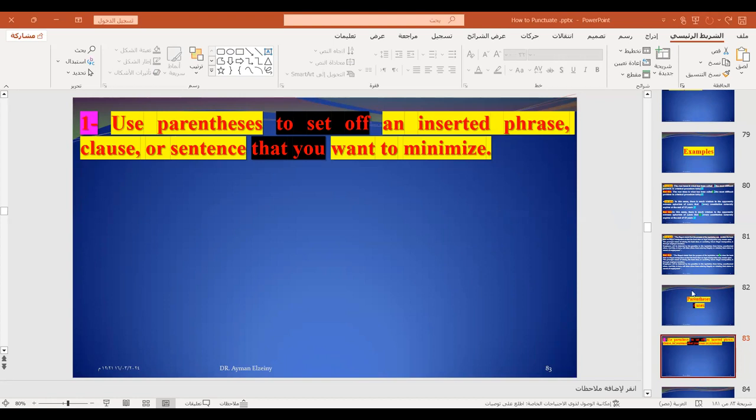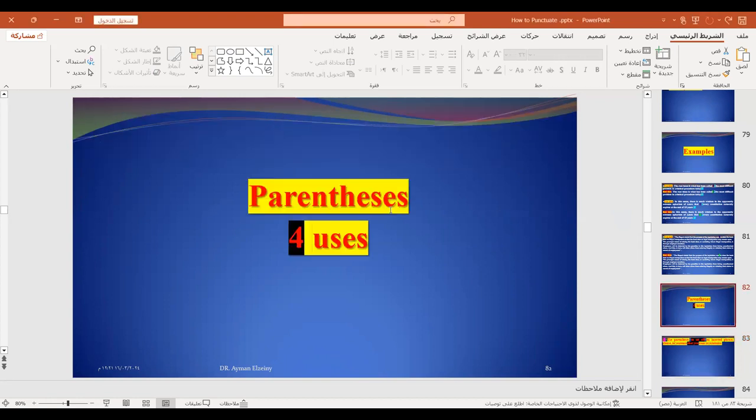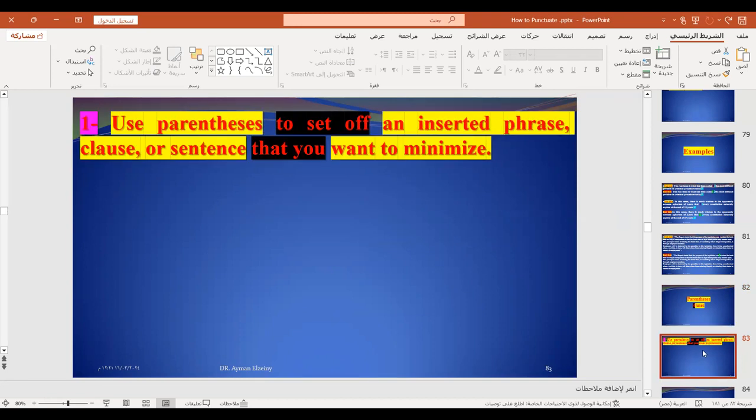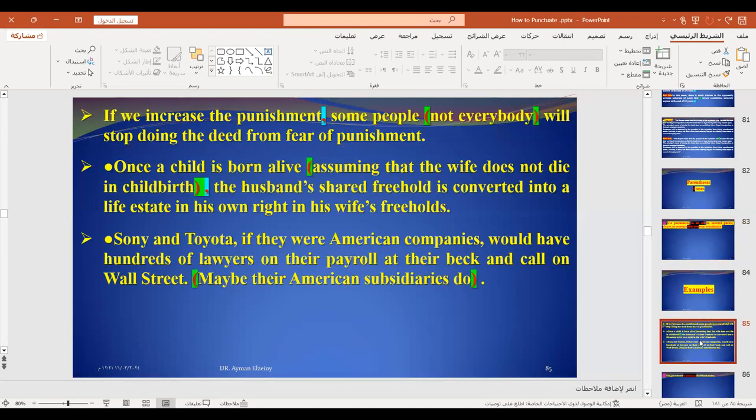Again, we will now talk about parentheses. There are four uses of parentheses. The first use: parentheses set up an inserted phrase or clause or sentence that you want to minimize. Let us provide an example.